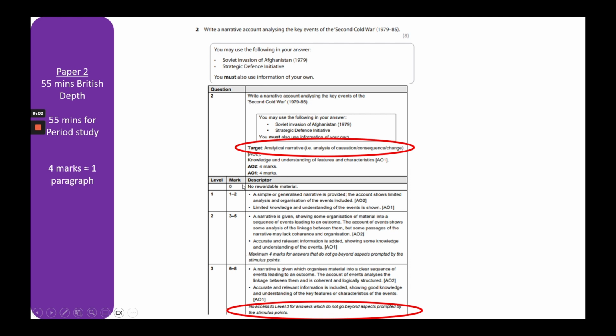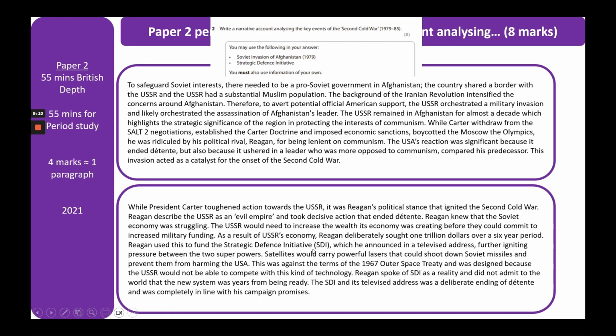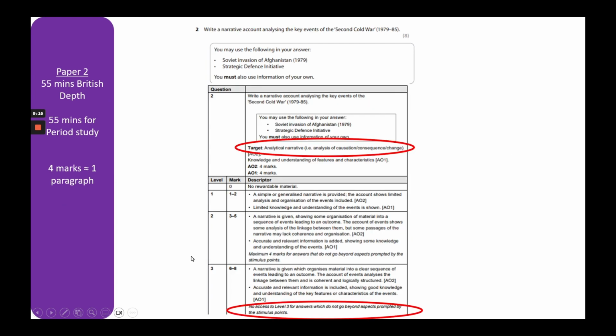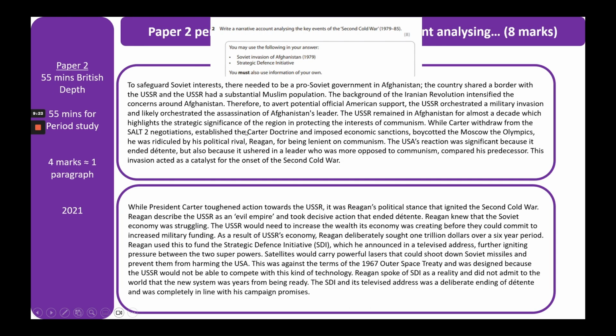So let's jump straight to level 3 because that's our target. A narrative is given which organises the material into a clear sequence of events leading to an outcome. So there definitely is a clear sequence of events here because I've started off chronologically early and I've gone on to much later. The account of events analyses the linkage between them and is coherent and logically structured. So there's definitely a linkage between these two here.